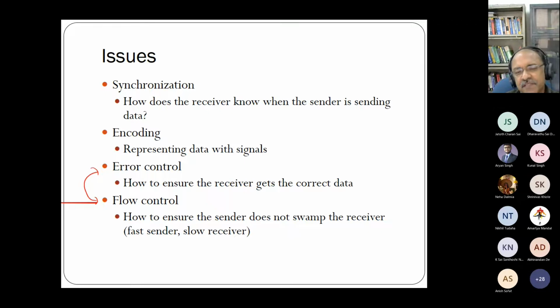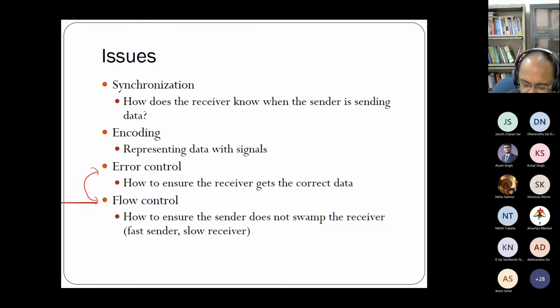Whereas error control says, how do you ensure the receiver gets the correct data? As we have seen, for many reasons, like noise, attenuation, etc., signals can get distorted. Therefore, a zero can become one with noise, one can become zero with attenuation. So when it reaches the receiver, how does the receiver first of all know, how does it detect that it is sensing a zero, but probably there is something wrong with it? How do we detect that? And then what do we do on detecting to ensure that eventually the receiver gets the correct data?